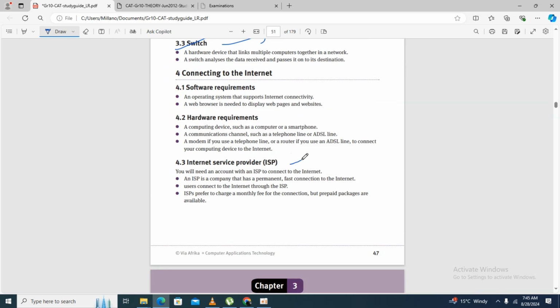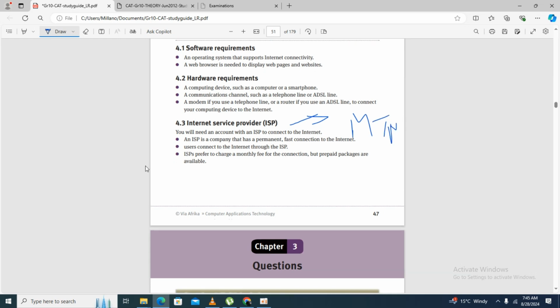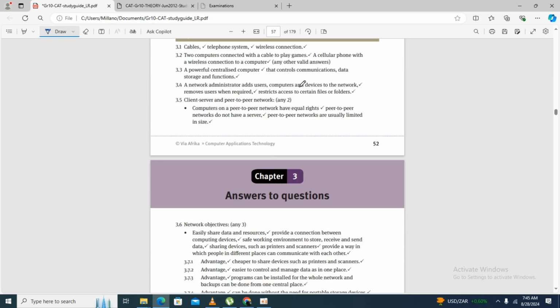An internet service provider, this is also very important. As they say here, an ISP is a company that provides a permanent fast internet connection, right? You guys have to know that. An example of an internet service provider would be MTN, here in South Africa, MTN, Vodacom, Telkom, etc. So now, as I said again, you guys can go through that.